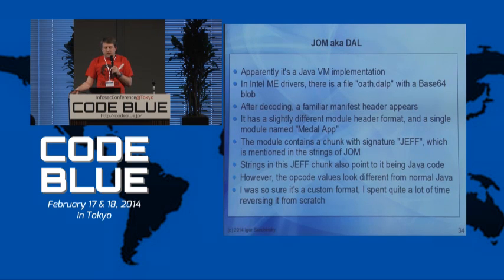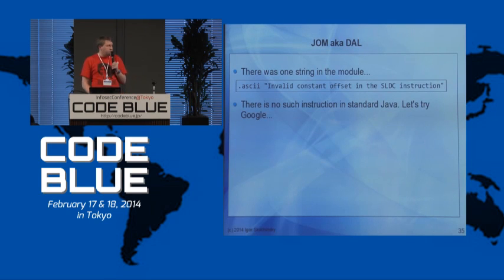So I looked at the opcode as well, but apparently opcodes are quite different from normal Java. So I decided to reverse this from the scratch, from this format. I spent quite a lot of time on it. But then I came upon this line in the binary: invalid constant offset in SLDC instruction. And I thought, what is this SLDC instruction? I don't see it in the Java specification. So let's ask Google.